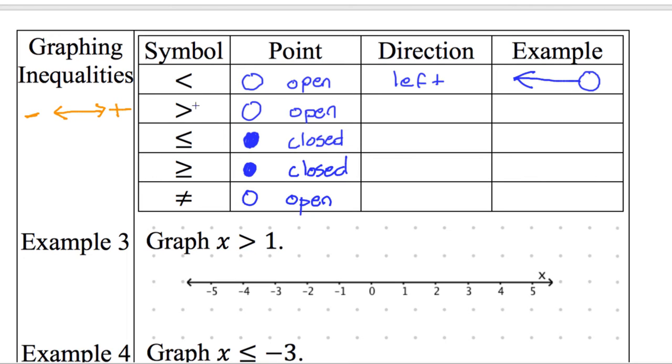All right, what about a greater than symbol? Quiet raised hand. I want someone new. Jennifer, thank you. If I'm greater than, am I going to the left or the right? Right. I'm going to the right. Thank you, Jennifer. So here's my example. I have an open point, and I'm going to the right.